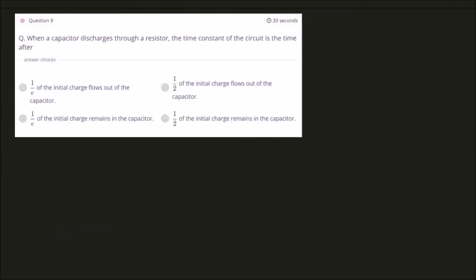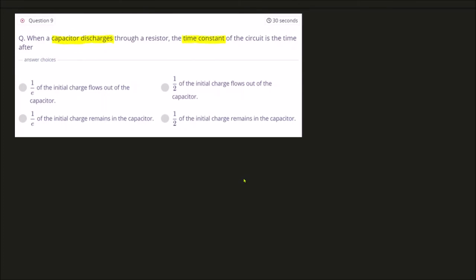Question 9. When a capacitor discharges through a resistor, the time constant of the circuit is the time after which 1 over E, 1 over 2, of the initial charge flows out, remains, and so on. So what can we say? Now we see in the question here, it says that the capacitor is discharging. Then it asks for the time constant.